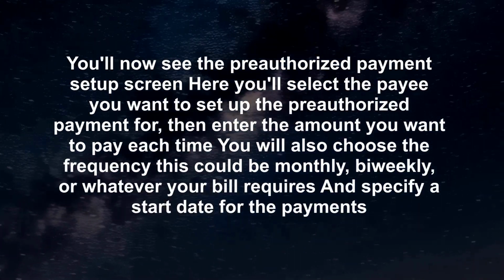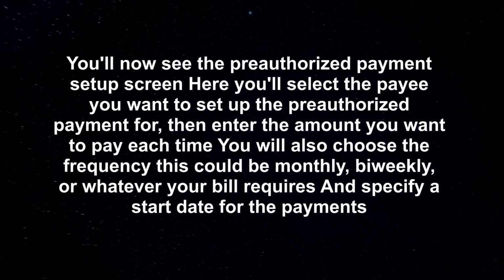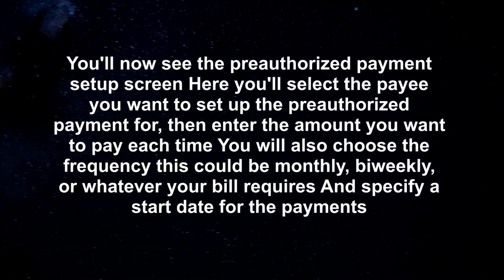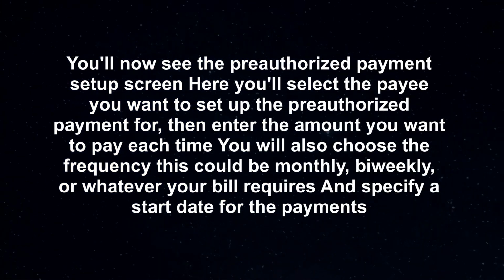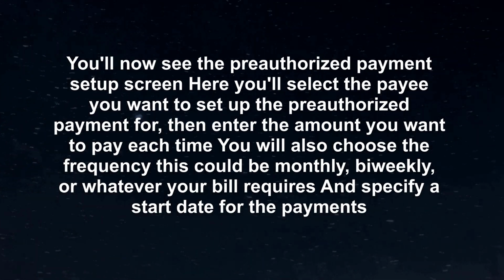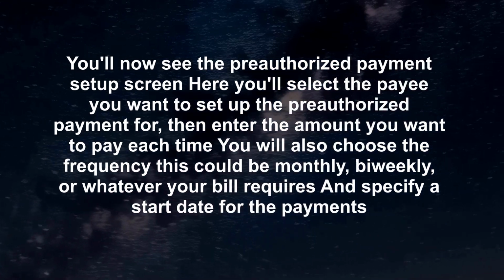You'll now see the pre-authorized payment setup screen here. You'll select the payee you want to set up the pre-authorized payment for, then enter the amount you want to pay each time. You will also choose the frequency. This could be monthly, bi-weekly, or whatever your bill requires, and specify a start date for the payments.